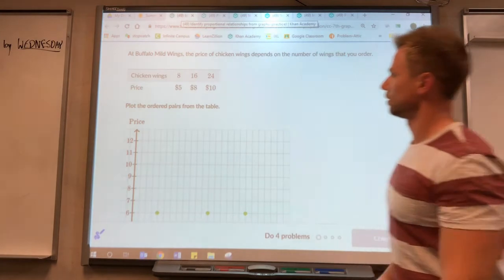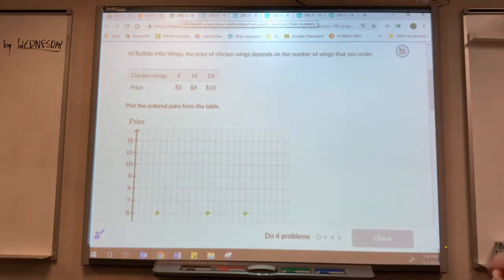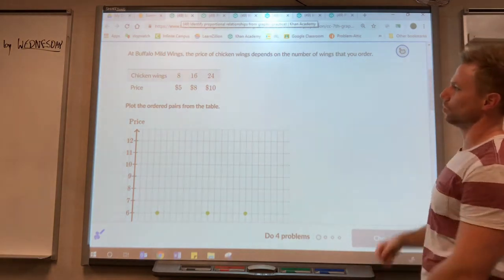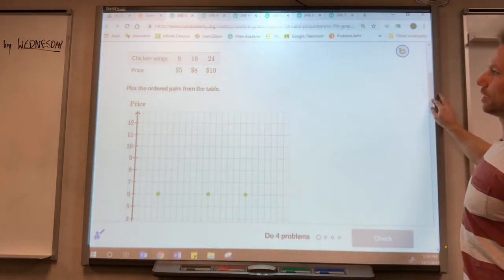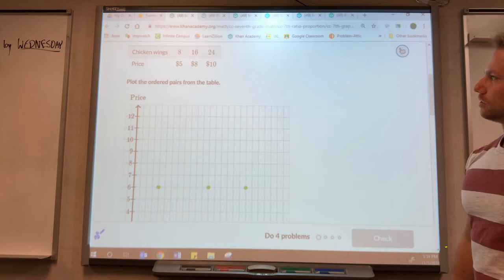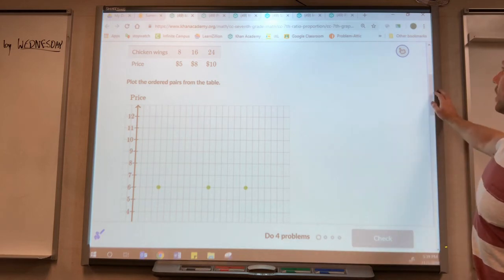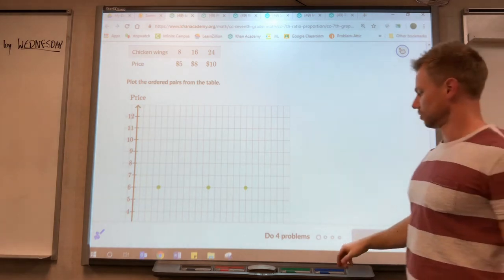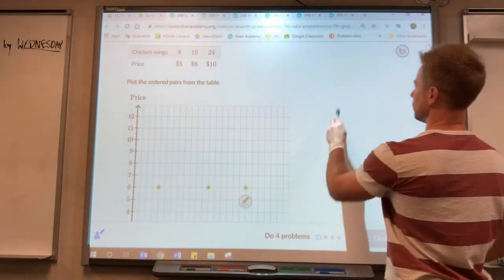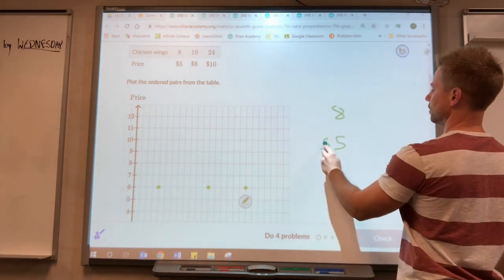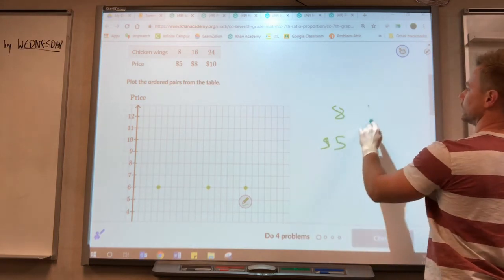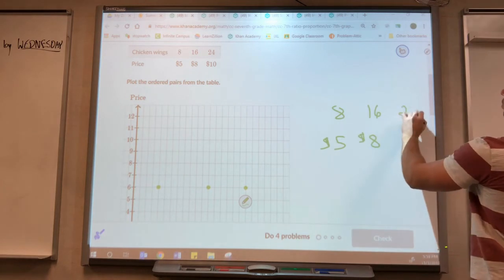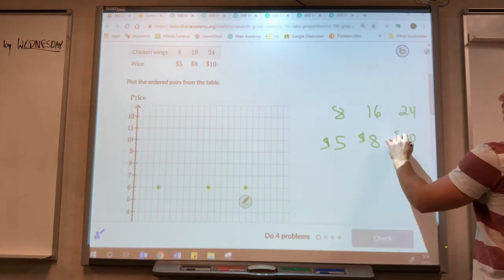One more problem here. At Buffalo Mild Wings, the price of chicken wings depends on the number of wings that you order. If you get 8 chicken wings, it's $5. 16, $8. 24 for $10. Okay, we need to graph these points. So we have 8 for $5. We have 16 for $8. And we have 24 for $10.